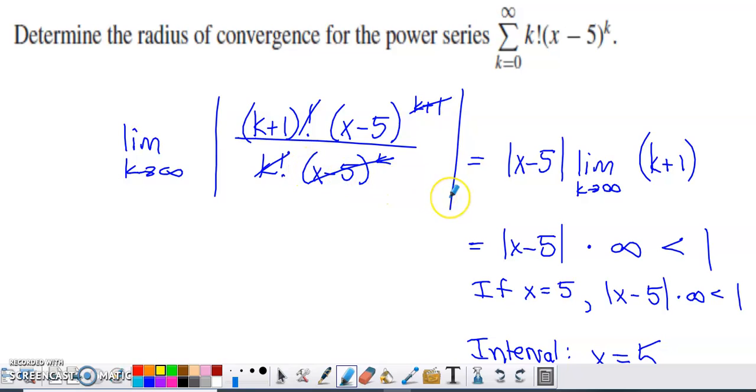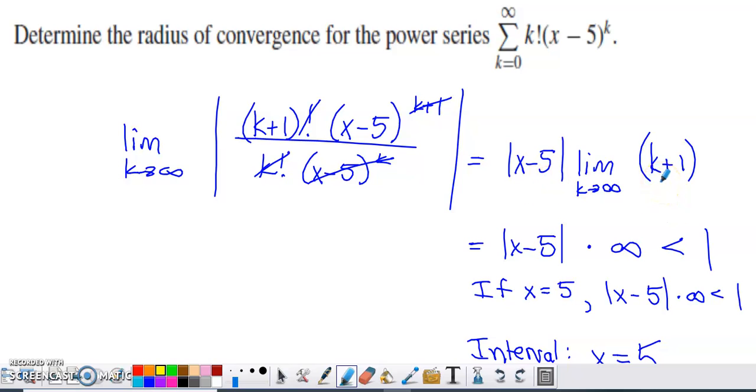And then a similar sequence happens next. I'm taking out anything that doesn't get affected as k goes to infinity. X minus 5 is now unaffected as k goes to infinity, so I factored that out in front of the limit. I do have to keep it inside the absolute value since I don't necessarily know where x is.